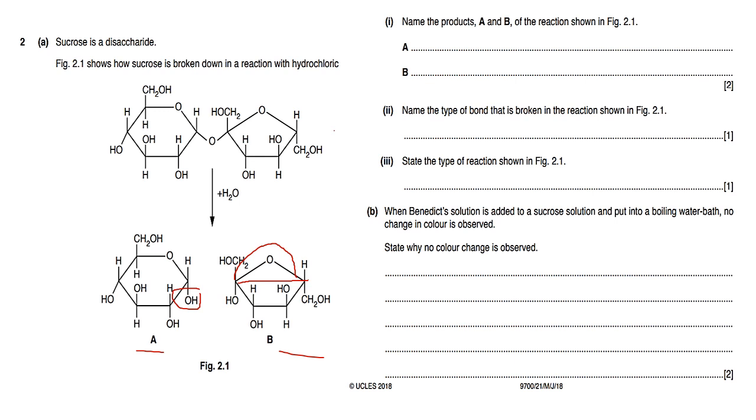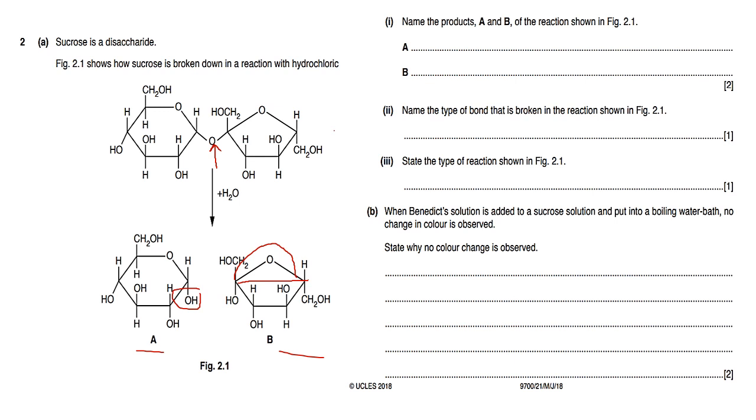All right, then it says to name the type of bond that is broken in this reaction. So this is the bond that you're breaking over here. And again, if you watched the chapter 2 videos where I spoke about polysaccharides, disaccharides, and so on, you would know that this is a glycosidic bond.